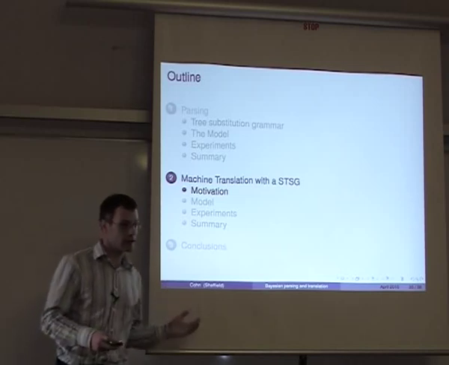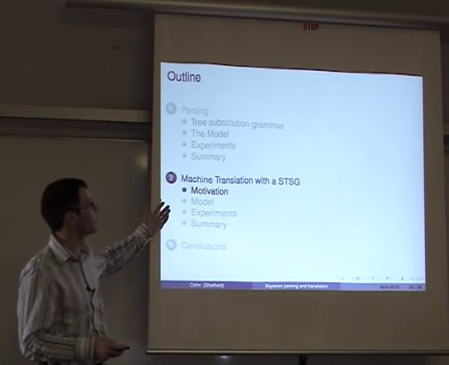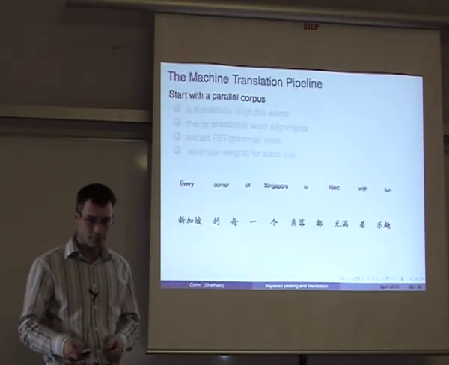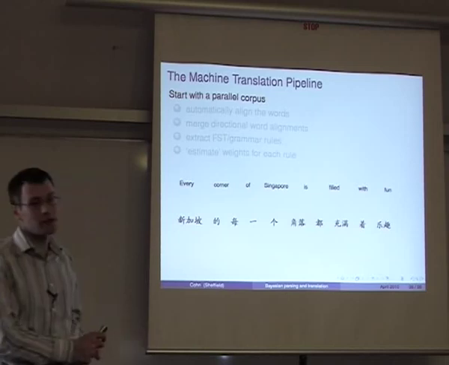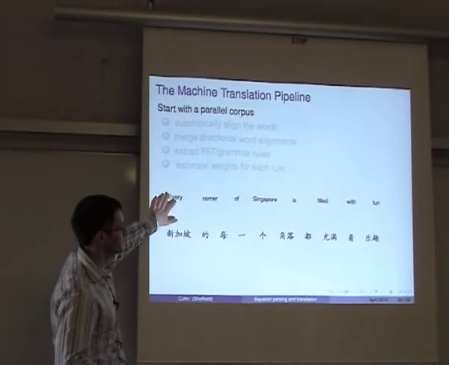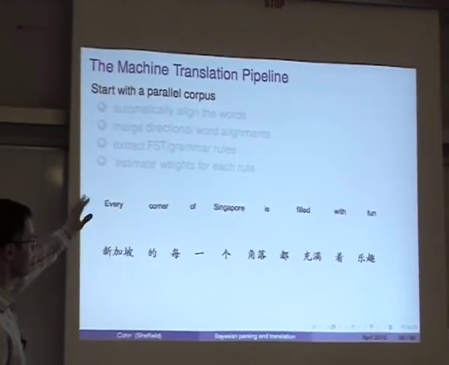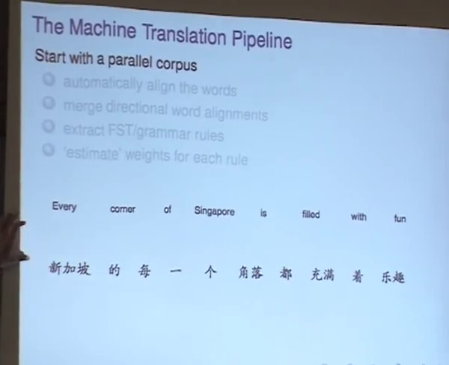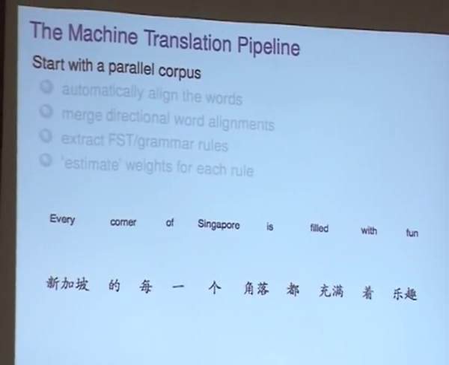So it's a promising avenue, and we've started looking at how we can apply these kind of non-parametric models to this kind of application. So just to look at the machine translation pipeline as it exists. Imagine we're doing English to Chinese. We start with a parallel corpus like this. We have strings in English and Chinese. These sentences are known to be translations of one another.